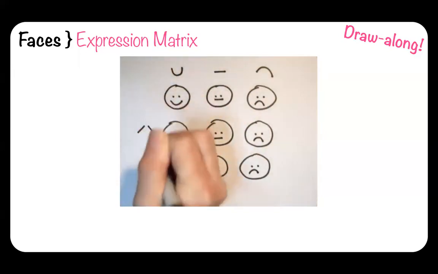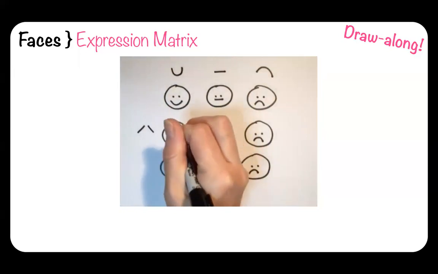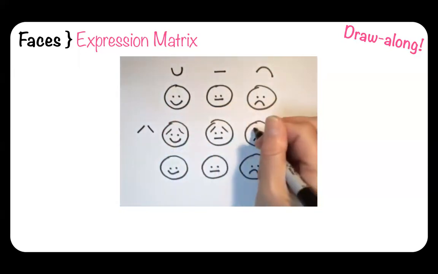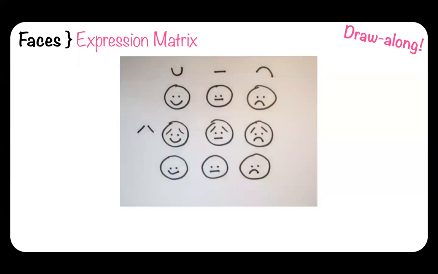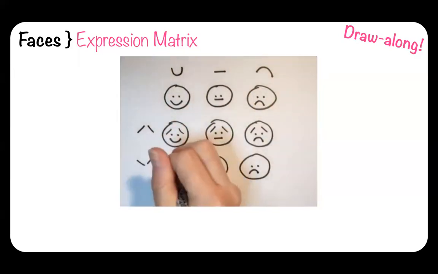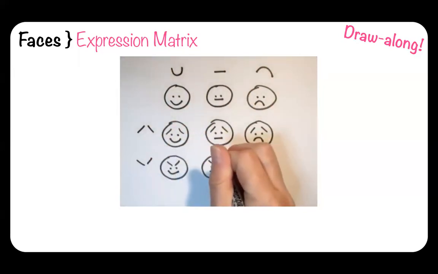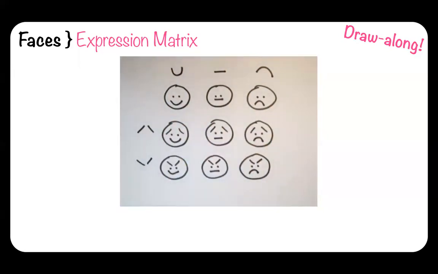Now we'll give them more expression. In the center row, give everybody up eyebrows. And in the bottom row, give everybody down eyebrows. All of the emotions in a human face come from mouths and eyebrows. Take a look at this guy.